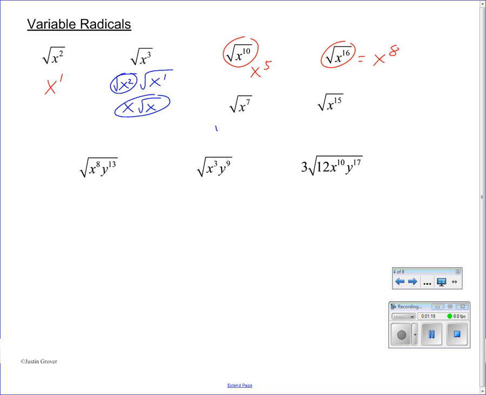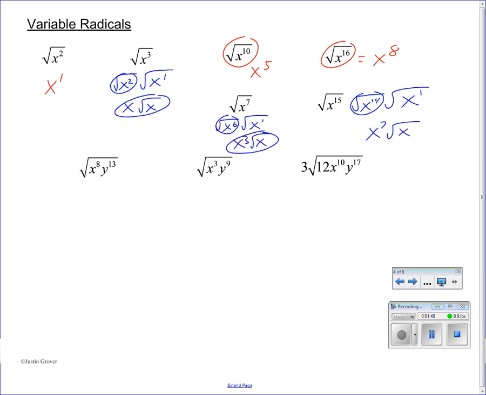For x to the 7th, split it up into 2. Leave 1 inside. And that means 6 is on the other side. And that becomes x to the 3rd rad x. X to the 15th. Leave 1 inside, and so you have x to the 14th in the radical to the left. And that gets cut in half to x to the 7th radical x.